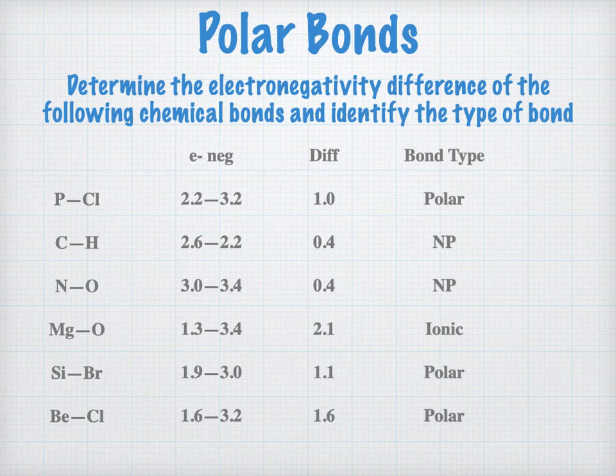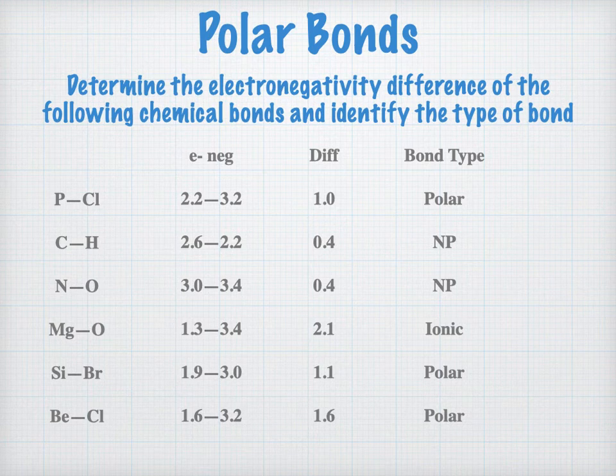If we look at those, you can see how all those bond identifications measure out compared to those electronegativity differences. I want you to pay close attention down there at the bottom, beryllium and chlorine. The most common compound between beryllium and chlorine is beryllium chloride, BeCl2. So there's actually two BeCl bonds. Their electronegativity difference is 1.6, so we call that polar.